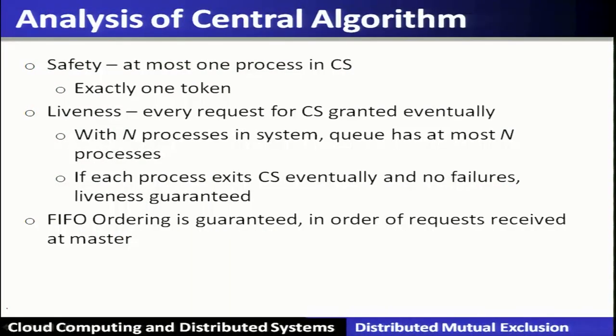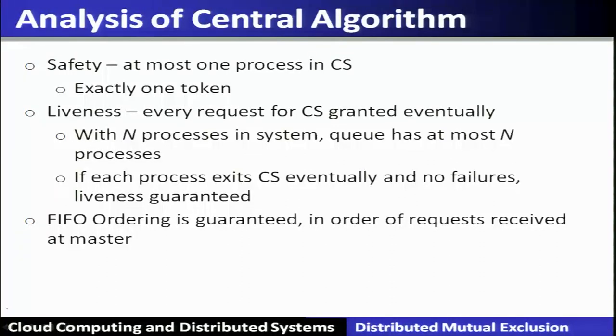Let us see the analysis of this central algorithm. It ensures safety. Why? Because there is exactly one token, which is controlled by the master. So, at a time only one process is given this token, and the mutual exclusion, that is the safety property, is ensured. Liveness property means that other processes concurrently making the request to enter the critical section will eventually be granted. Why? Because as soon as the exit call is executed, the token will be returned by the process which is in the critical section.